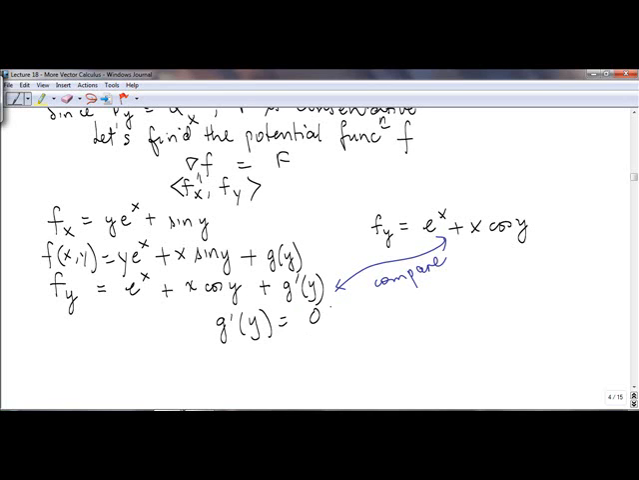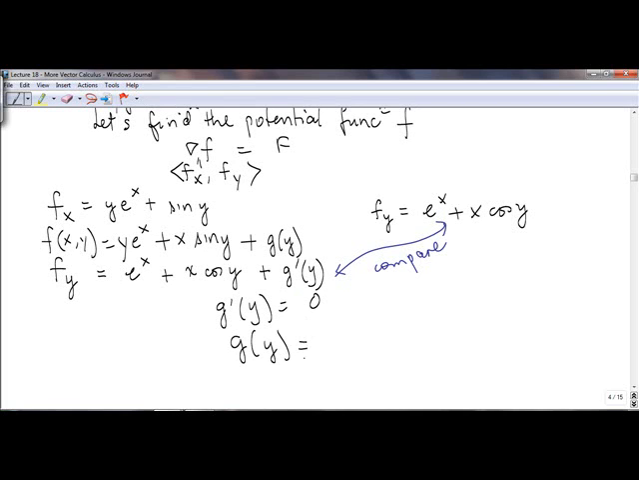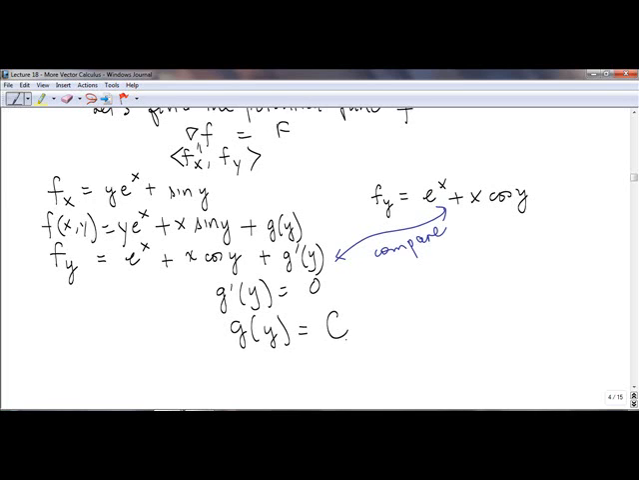Now we're in single variable calculus. If g prime of y equals 0, when you integrate, what is g of y? The only thing it could be. Not 1, not 7. Be more general. A constant. Good. So we're done. The potential function f is f of x, y equals y e to the x plus x sine of y plus c. Okay, so that's the first step.